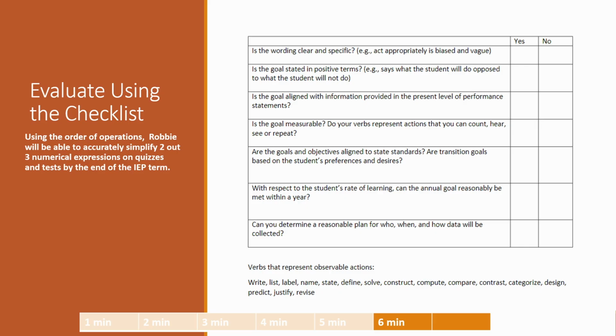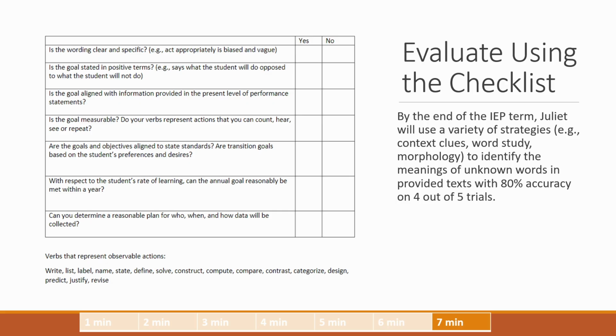So here's an example of a goal. Using the order of operations, Robbie will be able to accurately simplify 2 out of 3 numerical expressions on quizzes and tests by the end of the IEP term. Evaluate that goal using the indicators on the checklist. Now try another one. Evaluate the goal by the end of the IEP term.